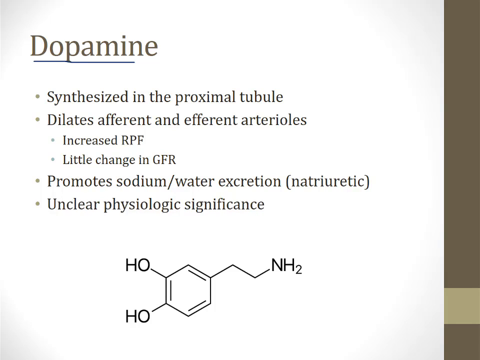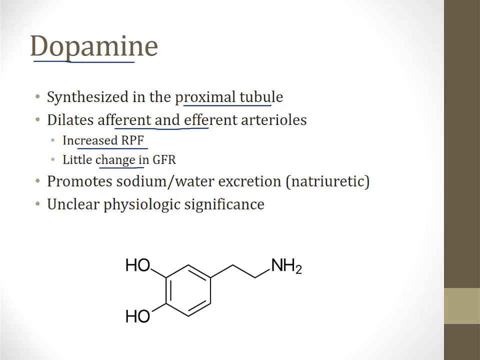Dopamine is synthesized by proximal tubular cells, and at high dosages, as you may know, it's a vasoconstrictor and an inotrope, but at low dosages in the kidneys, it actually can activate dopamine receptors and dilate afferent and efferent arterioles. This will increase the renal plasma flow because you are dilating the afferent and efferent arterioles and allowing more blood to flow through the kidneys.